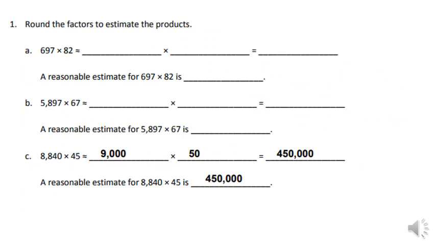And we're going to come down to number C since it's already been done for us. What we're going to do is round these to the closest number, and base it on the place value that each one has the greatest place value. So here we can see 8,840 would be rounded to the closest thousand, which would be 9,000. 45 is going to be rounded to the closest 10, which is going to be 50.